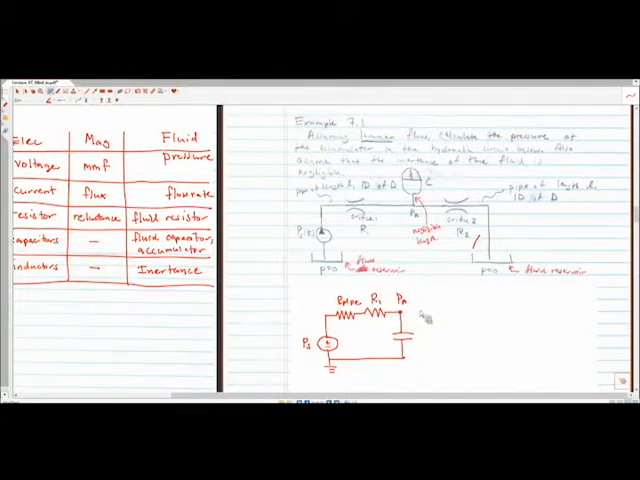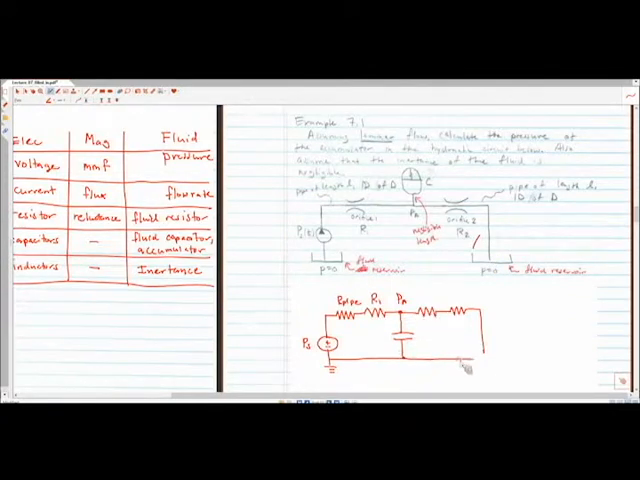All right, so then the right-hand side of this looks a lot like the left-hand side. And if you look at what happens at the end of the pipe, it's back to atmospheric pressure, and so this would be referenced to ground again.